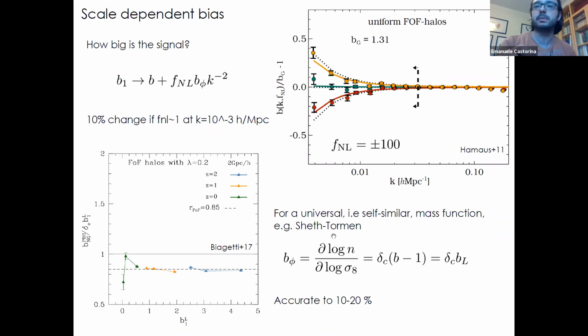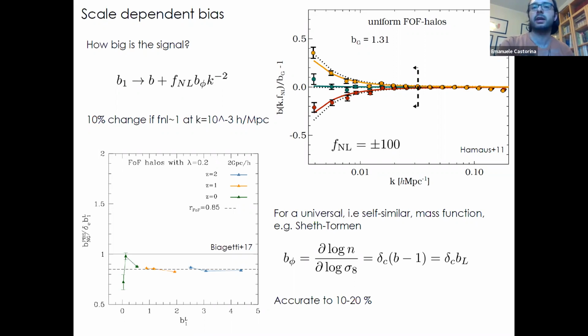This is just the result of a simulation from Nico Hamaus almost 10 years ago. And you can see that if they run a simulation with this FNL plus or minus 100, they see the k to the -2, sorry, scale-dependent bias at very low k. The only thing which I didn't tell you is what is the value of this b_phi, because this is a number which is also unknown. And so either you have some theory prior, or the only thing that you can constrain in your data is the combination of FNL times b_phi. We do actually think we understand something about this b_phi.